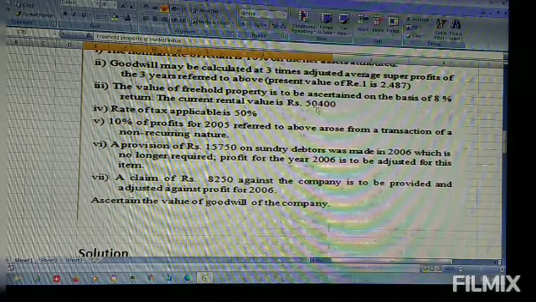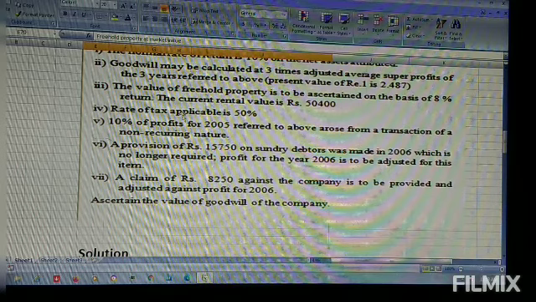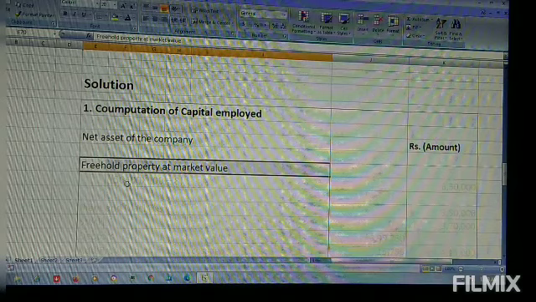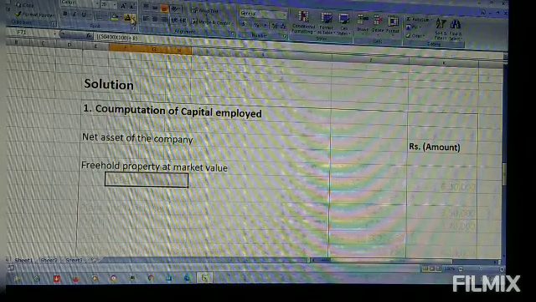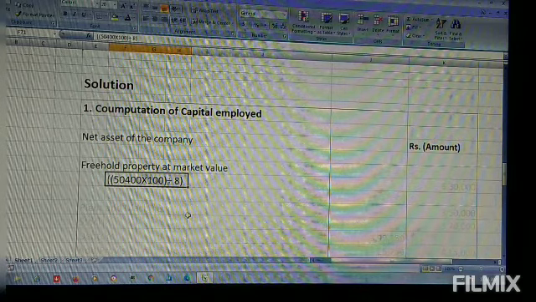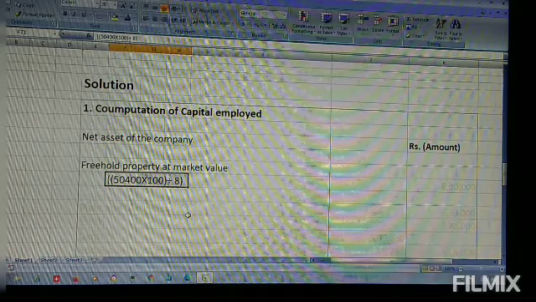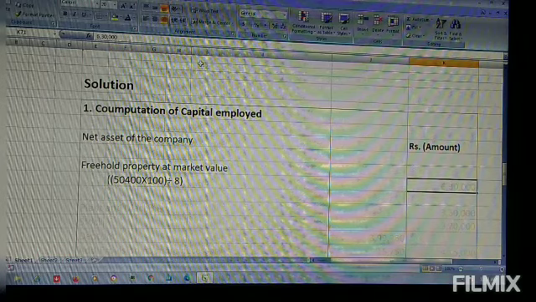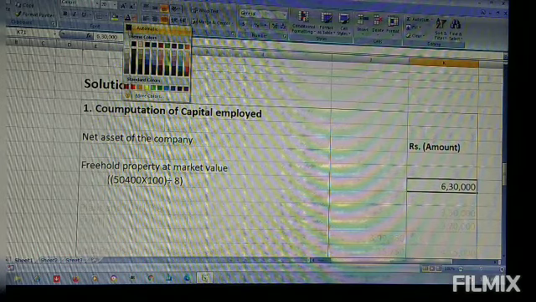For 8%, it is given. For every 8 rupees, 100 is the market value. Therefore, for 50,400, what is the market value? We have to find out. So find out 50,400 into 100 by 8. Write it like that, because for every 8 rupees it is 100. Therefore, for 50,400, how much do we get? If you do the calculation, you will get 6,30,000.